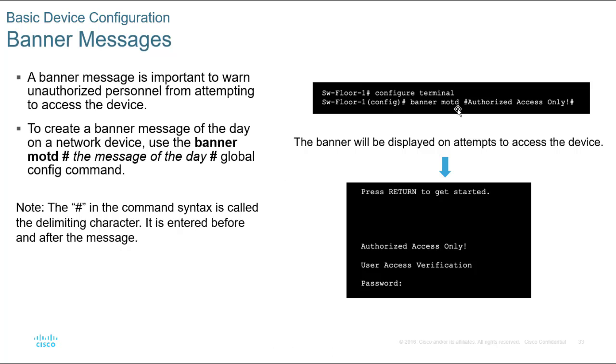And what you do after you type the banner message of the day command in global configuration mode is you use a delimiting character, and then you fill in your message that you want to display, and then you terminate with another delimiting character. This delimiting character, where they're using the hash symbol in this case, can actually be any character that you want it to be, as long as it doesn't occur in the message. And then once you enter this command, that banner is going to be displayed on all subsequent attempts to access the device. It stays in place.